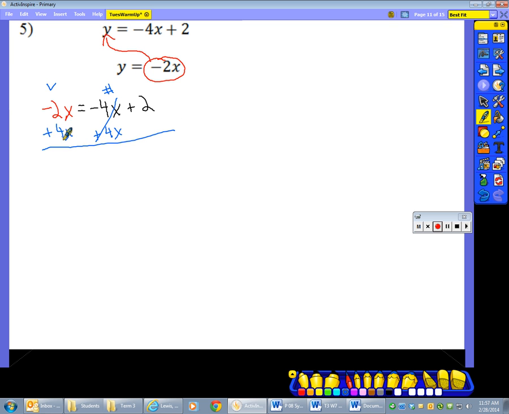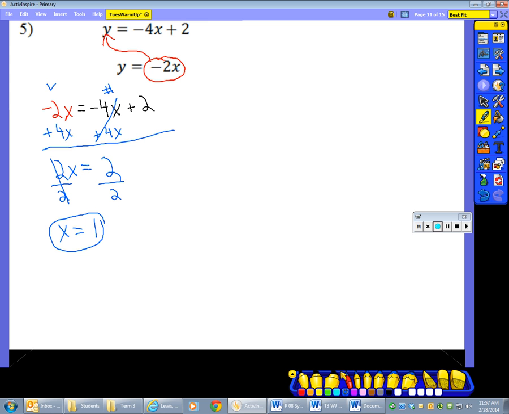A positive 4x and a negative 2x is going to give you a positive 2x. You've got to think back to 7th grade on how you would do that. And then all that's left over here is a 2. So now I'm going to divide this side by 2 to get the variable by itself, and divide this side by 2, and I'm left with x equals 1. So that was pretty quick.